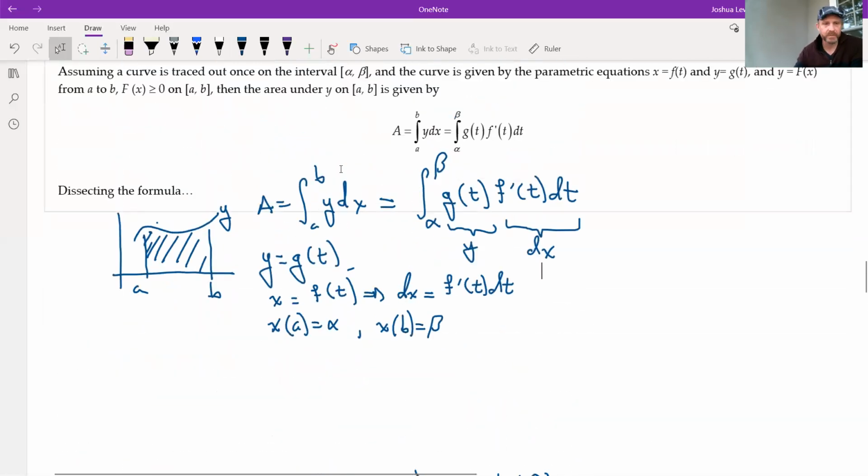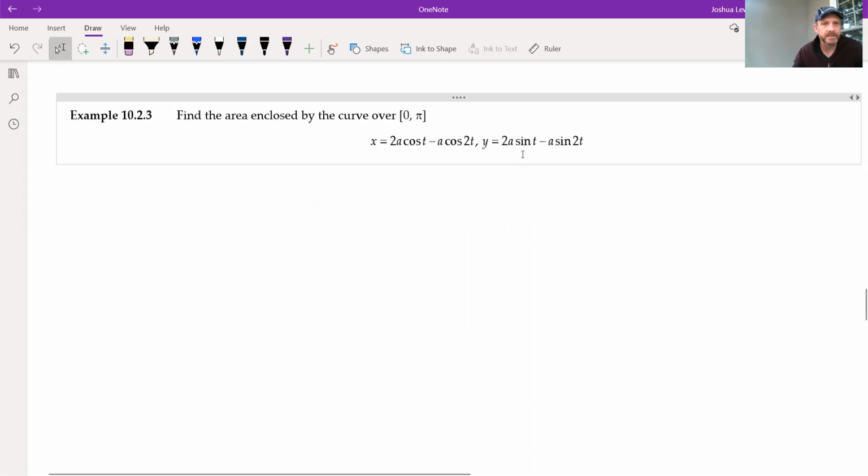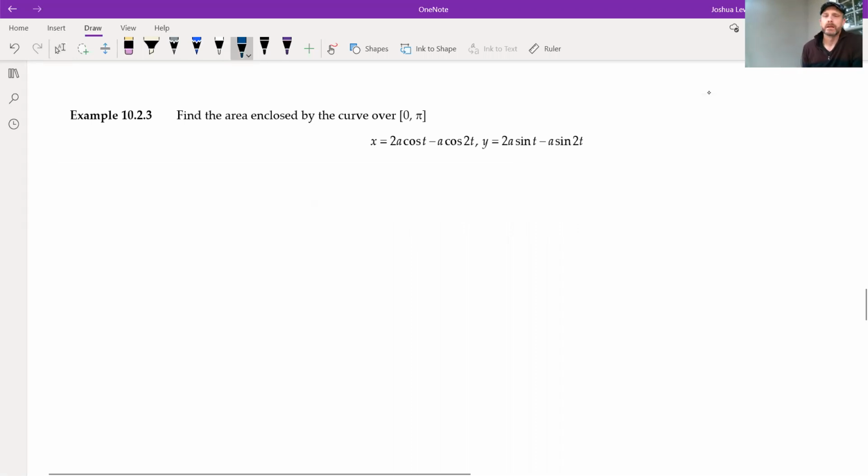So the next problem, actually I'm going to get rid of a little bit here. Okay, so sorry, I had some writing over this. Let's take a look at this. The area enclosed by the curve over the interval 0, pi. So what do we mean by that? Well, we know that t ranges from 0 to pi.